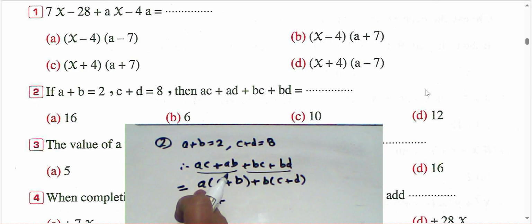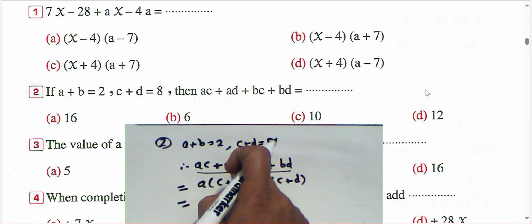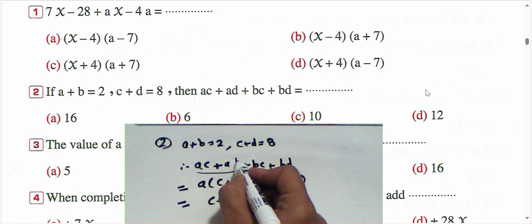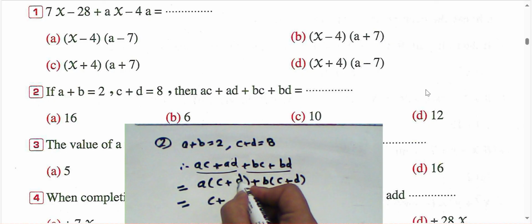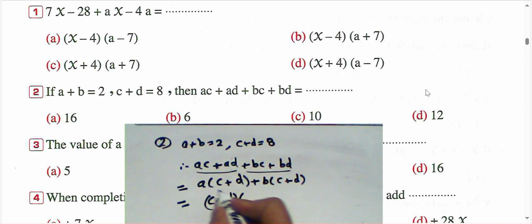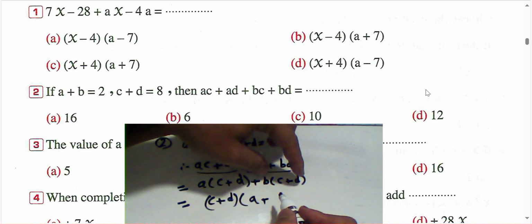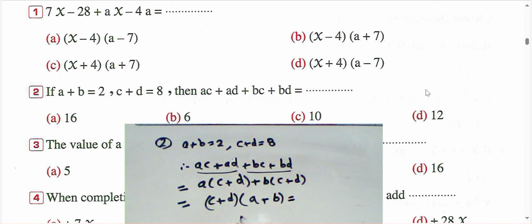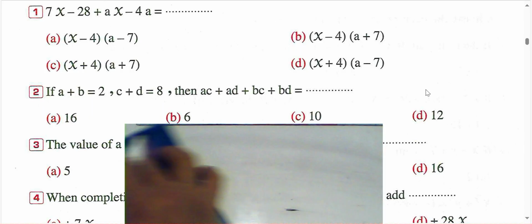In this example again, we have a plus b and c plus d. Okay, and then you can write the highest common factor between 2 terms, c plus d, highest common factor. Then the remainder here a, and the remainder from this b. Then we can write the product between the value of the first and the second. a plus b equal 2 and c plus d equal 8. 2 times 8 equals 16. Then the answer here will be 16.